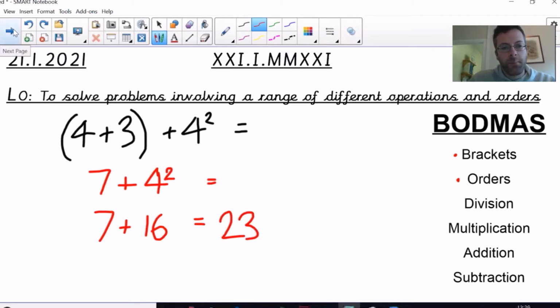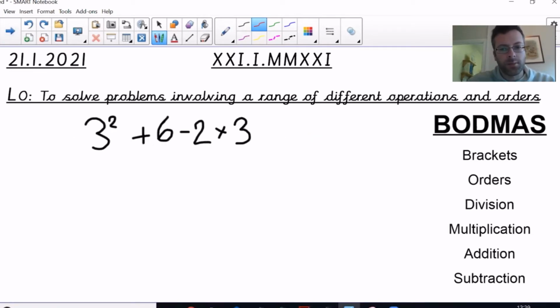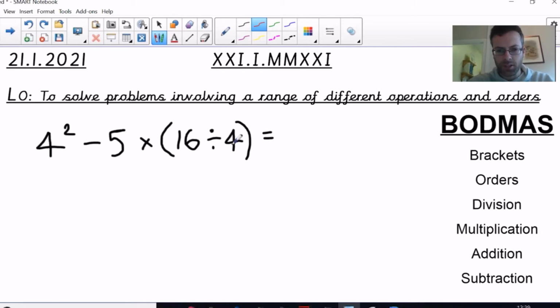Okay, let's look at another one. We've got 4 squared take away 5 times 16 divided by 4 equals. Okay, we're now getting a little bit more complicated. There's a bit more going on. So, BODMAS, are there any things in brackets? Yeah, there's this bit in brackets, so I do this bit first. I'm not doing anything with my 4 squared, so I just write it. I'm not doing anything with my take away 5, so I just write it. I'm not doing anything with that times for now, but I am doing 16 divided by 4, which equals 4.